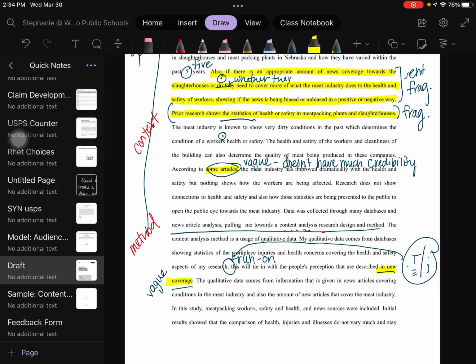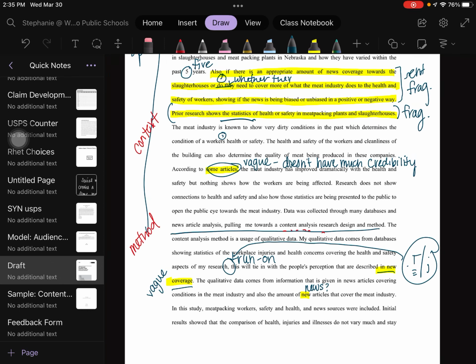"The qualitative data comes from information that is given in news articles covering conditions in the meat industry, and also the amount of new articles." I think they mean news here too. So I'm going to write a little note that says news, and I think that's the same mistake they made previously. So the amount of news articles that cover the meat industry.